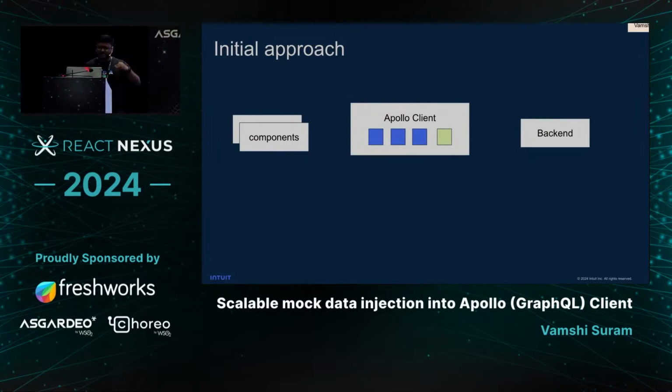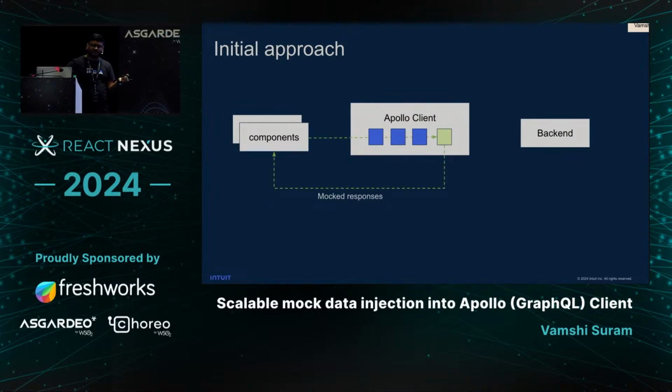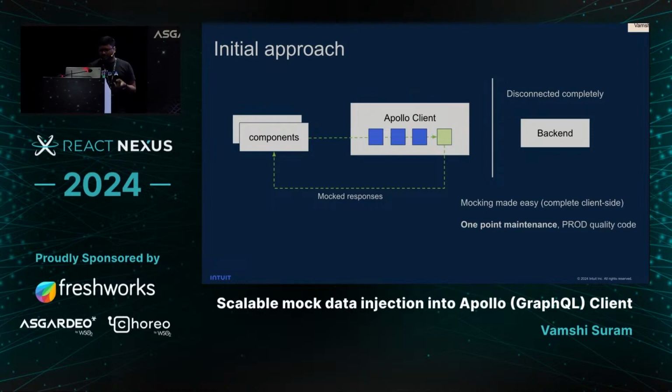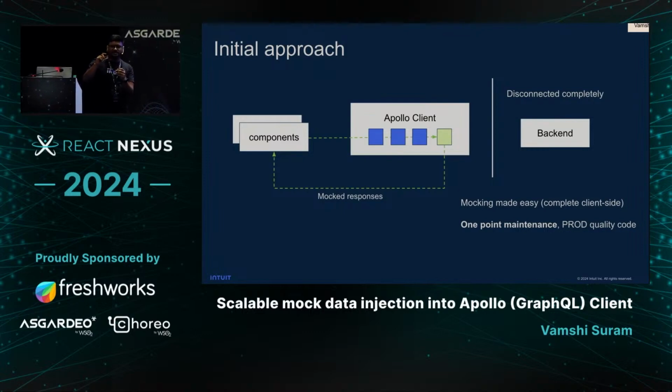So I was thinking, okay, I will remove this HTTP link and place a dummy link. Any request that comes, I will intercept and return a mock response. Okay, this is a good approach. But the problem is the backend is completely disconnected. Definitely mocking has become easy, because you are doing the mocking completely on the client side. All the mock data is at that single link, so it's near the network. You remove the mock data, and then your application is production code only.